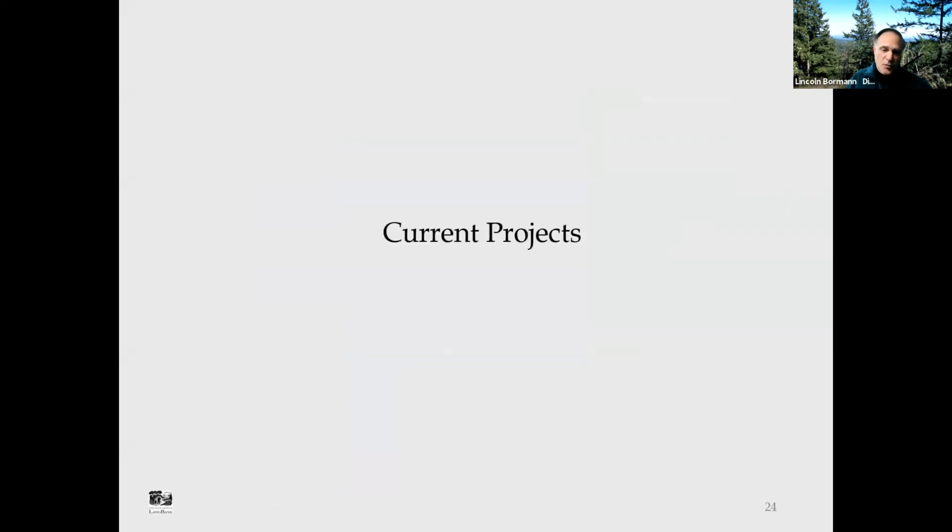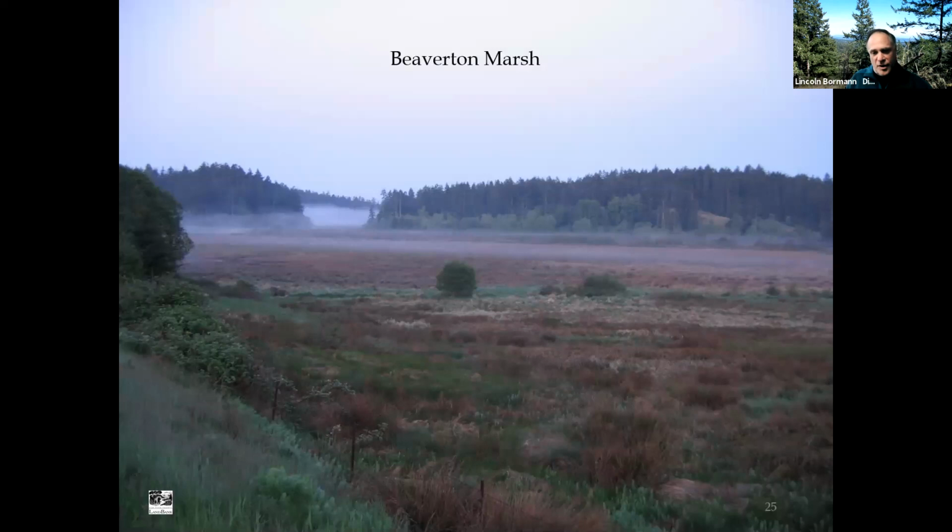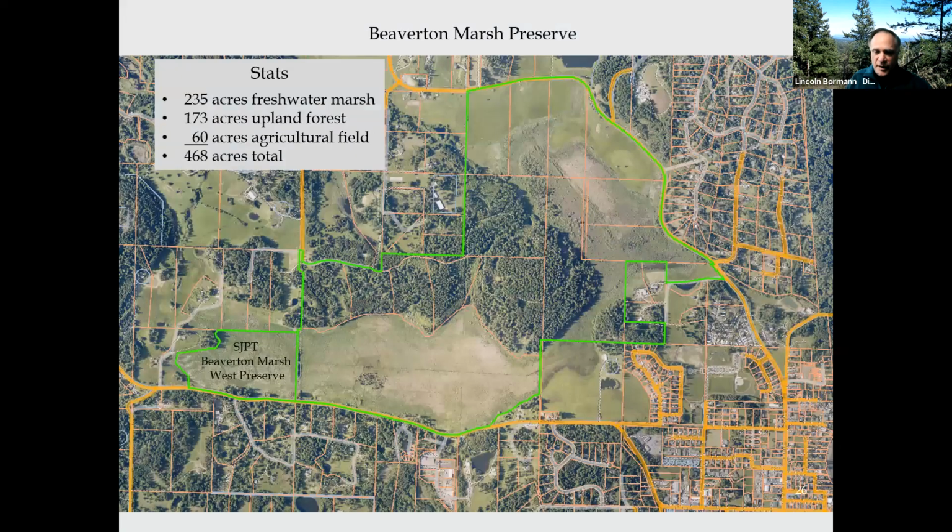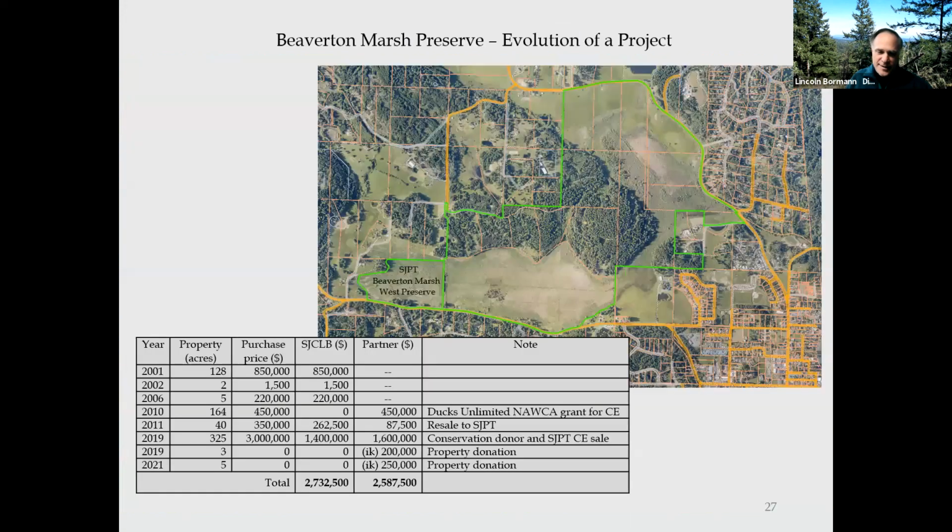Current projects. So what are we working on now? Beaverton Marsh, that's a key one. It's a big project and it's taken shape over many years. So this is outside of Friday Harbor. It's almost 470 acres. As I said, it's taking place over a long period.